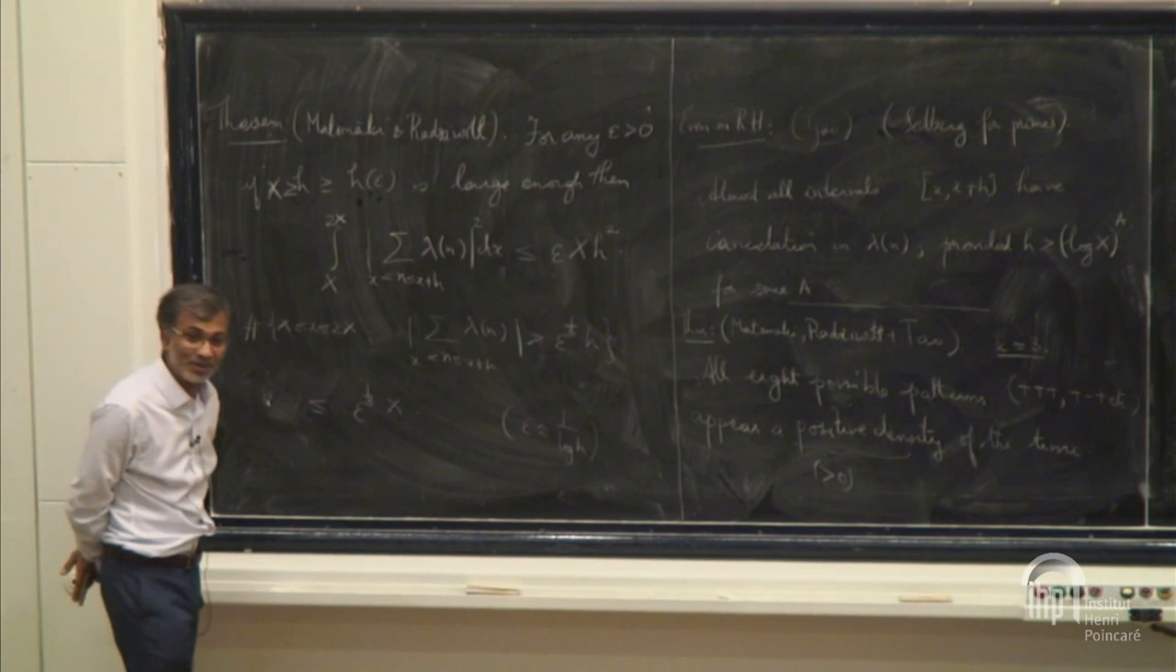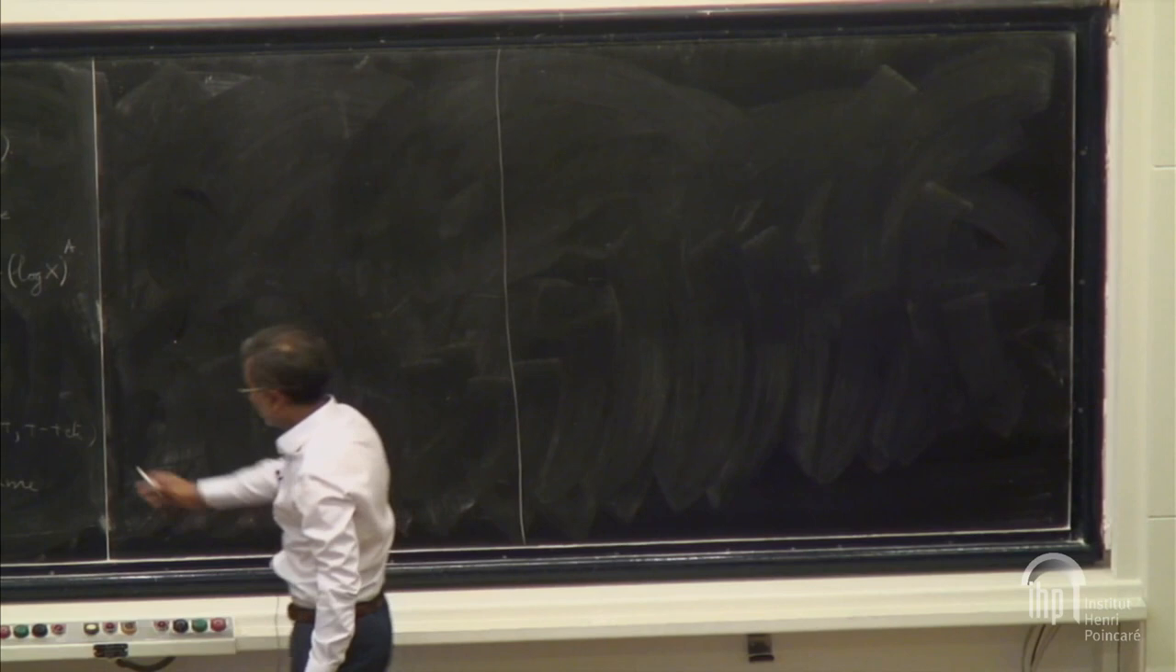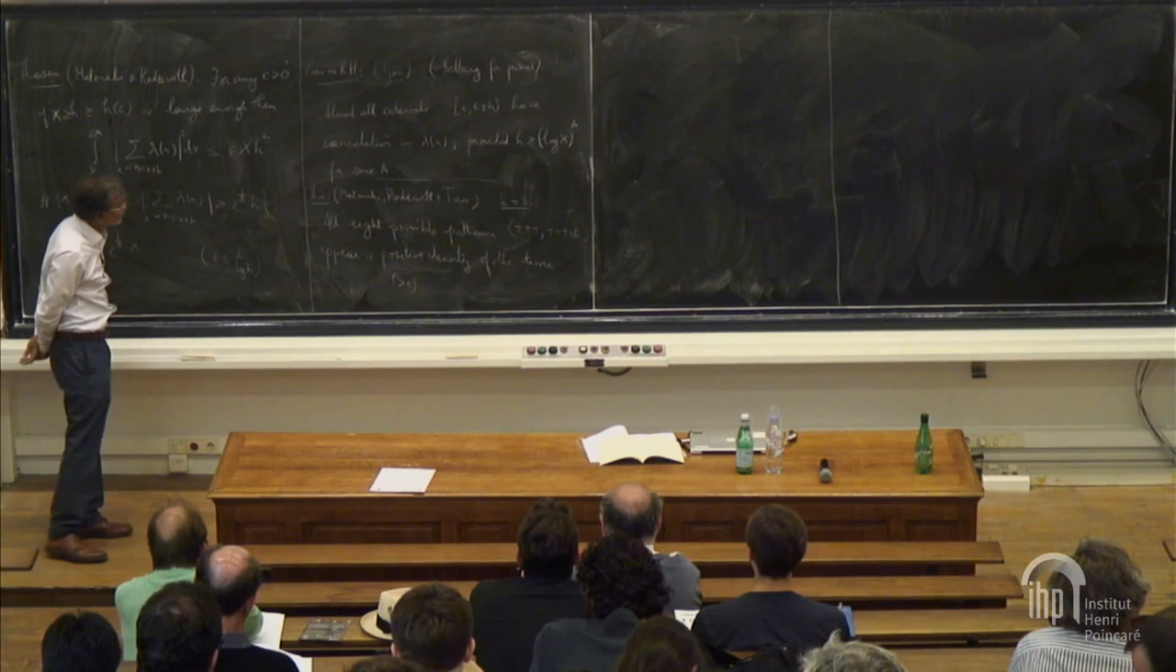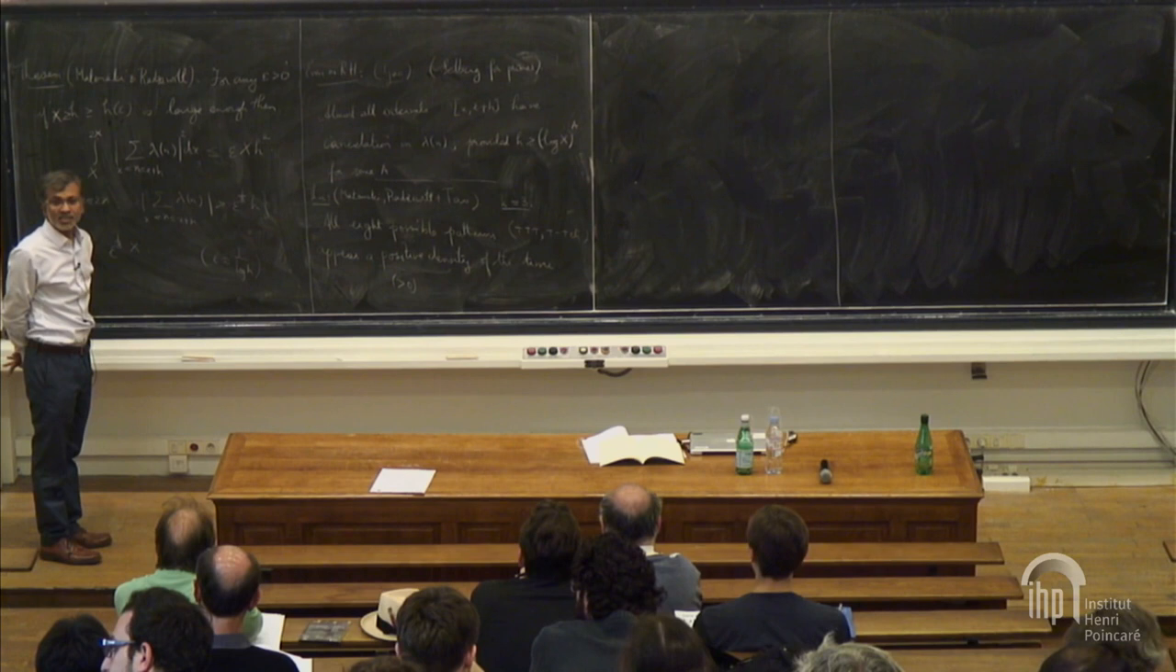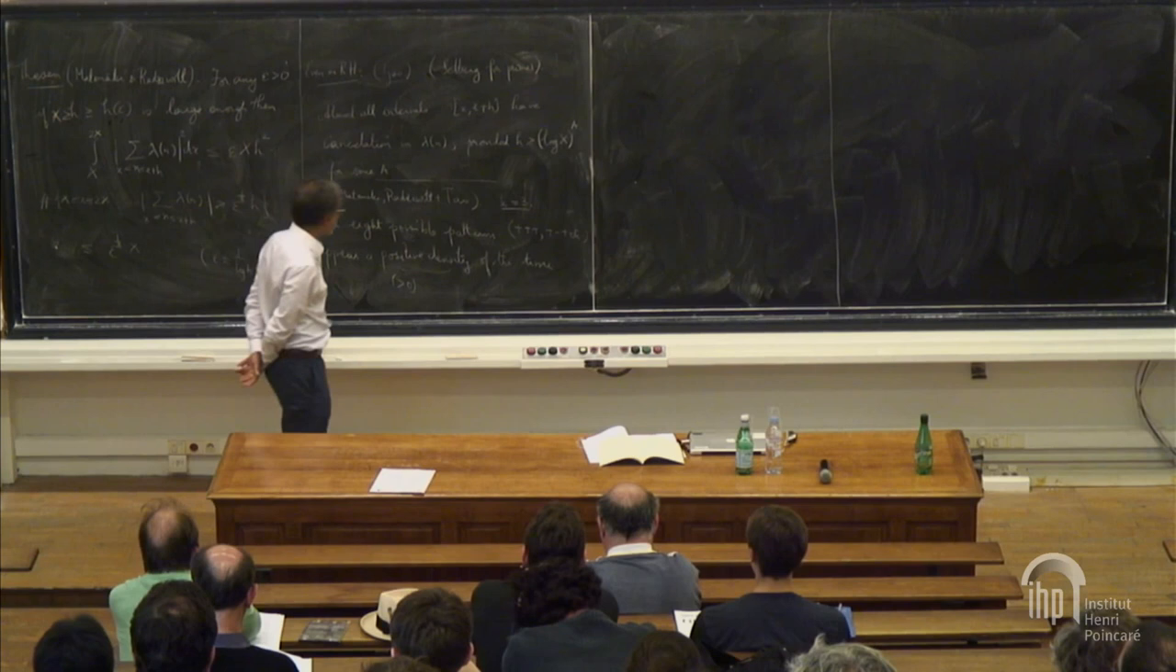So previously, it was known that all 8 patterns appear infinitely often, but we can now say a little bit more about how often they appear. If you ask the same question with k equals 4, we don't even know that all the 16 possible patterns of the Liouville function in length 4 appear infinitely often. That's open. So very little is known about the complexity of this sequence of plus minus ones.